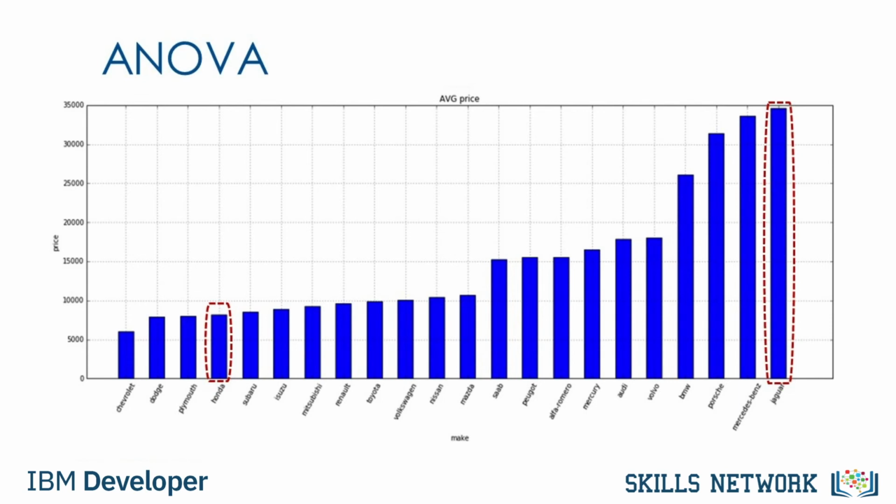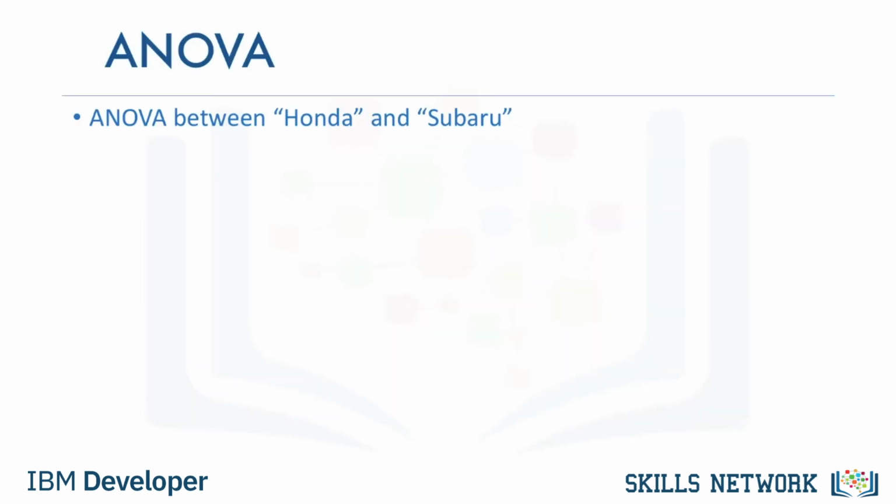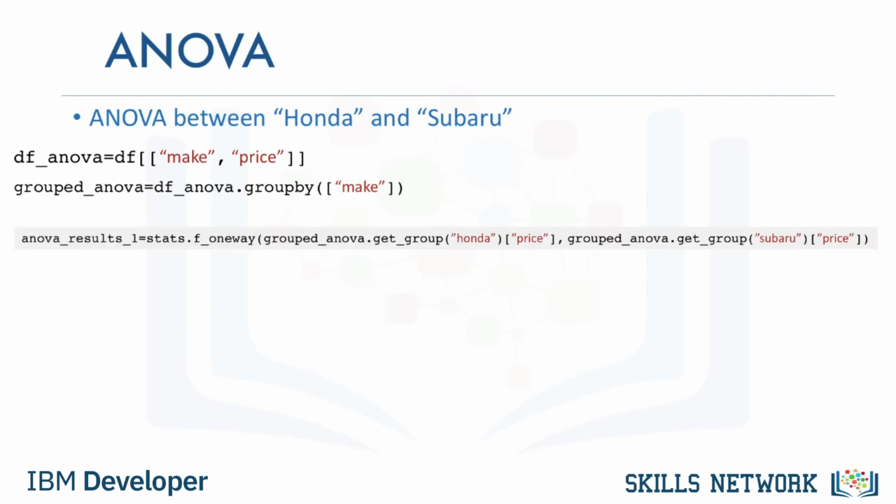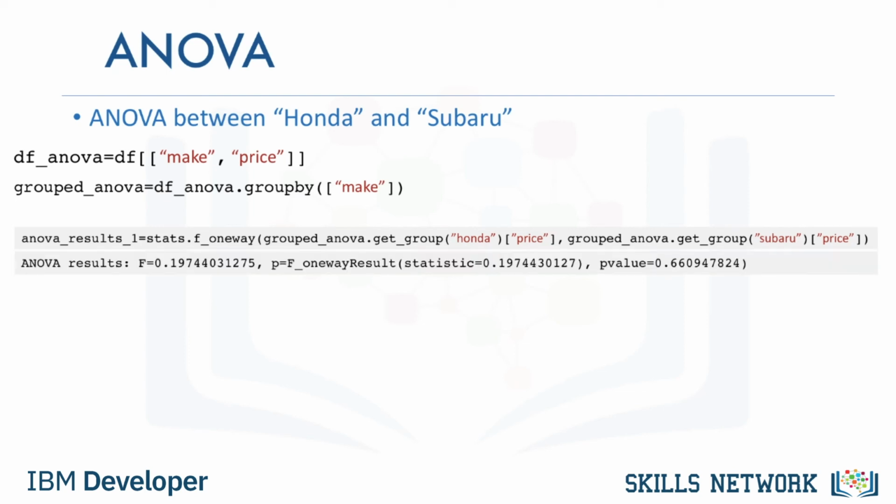In the first line we extract the make and price data. Then we'll group the data by different makes. The ANOVA test can be performed in Python using the f_oneway method, a built-in function of the SciPy package. We pass in the price data of the two car make groups that we want to compare, and it calculates the ANOVA results. The results confirm what we guessed at first. The prices between Hondas and Subarus are not significantly different, as the F-test score is less than 1 and the p-value is larger than 0.05.